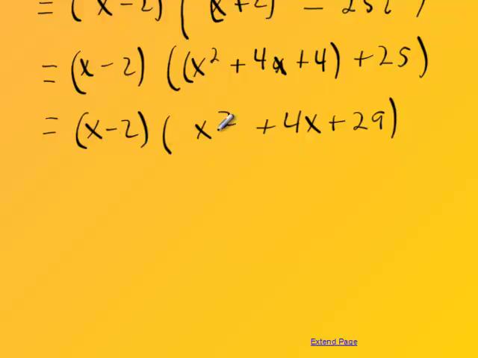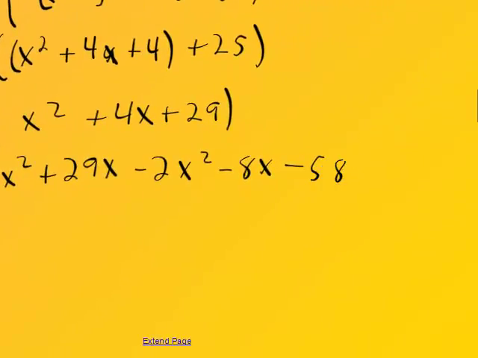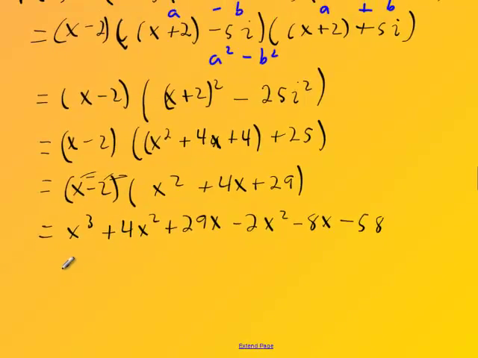Okay, now we can multiply this binomial with this trinomial using our distributive property. That's going to give us x cubed plus 4x squared plus 29x minus 2x squared minus 8x minus 58. So we're just distributing the x with each term and then distributing the 2 with each term. And now all we have to do is combine our like terms. So this will give us our final answer.